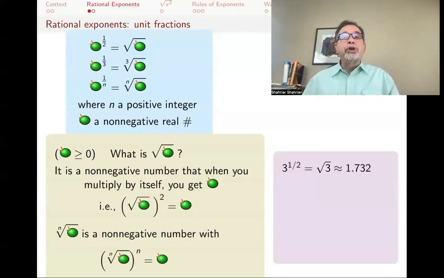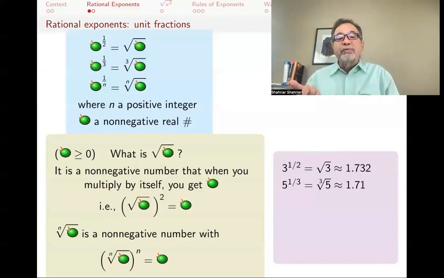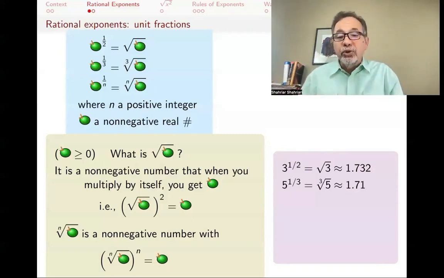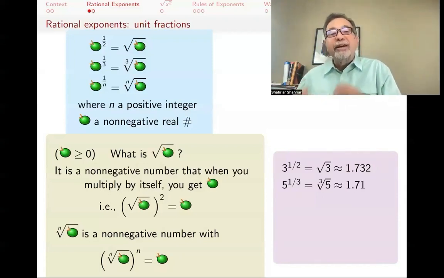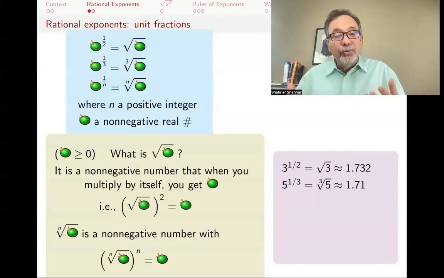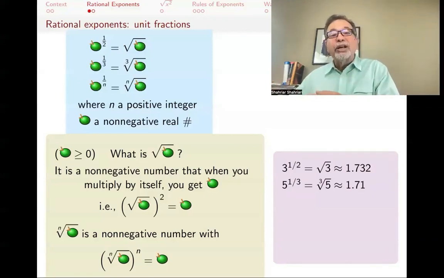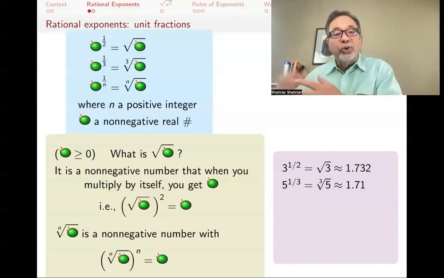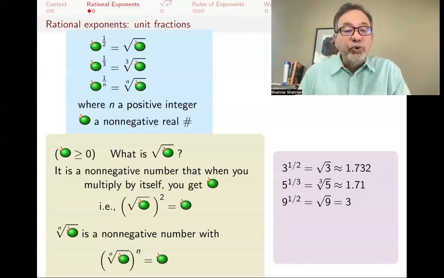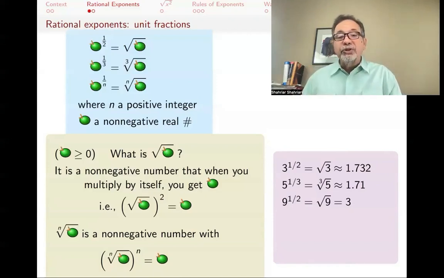So for example, 3 to the 1/2, that's square root of 3, and it's a number that's approximately 1.732. That's not exactly right, but it's approximately that. And you can see that if you take 1.732, square it, you will get something close to 3. And 5 to the 1/3 is cube root of 5, and that's approximately 1.71, which means that if you take 1.71 and cube it, you get a number close to 5. If you take cube root of 5 and cube it, you get exactly 5. But cube root of 5, if you write it in decimals, it's an unending decimal with no repeating patterns. 9 to the 1/2, it's square root of 9, and that's exactly 3, because 3 squared is 9.